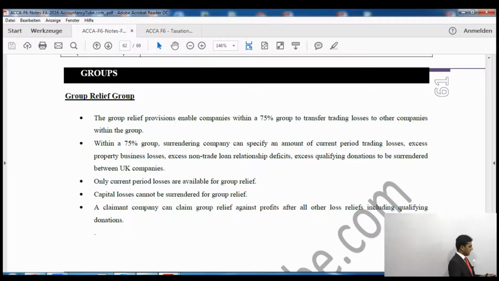Hello everyone, welcome again. We will continue with the corporation tax and we will finish our corporation tax in this video. Now let's move to our notes without hesitation. As you can see on your screen, it's page number 61 of your lecture notes. Page number 61 is about groups. It is the last page which is left, so we're almost done.